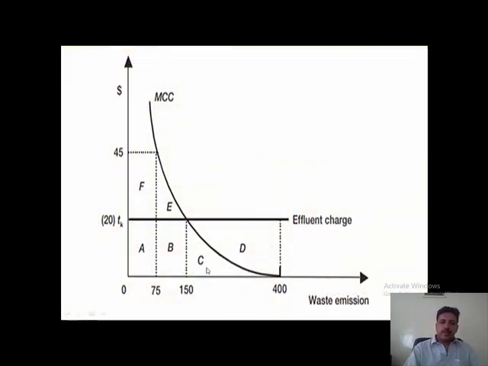Looking at this diagram again, if the firm wants to discharge 175 units of the waste, we know that the cleaning cost is represented by the area under the MCC, shown by the C.